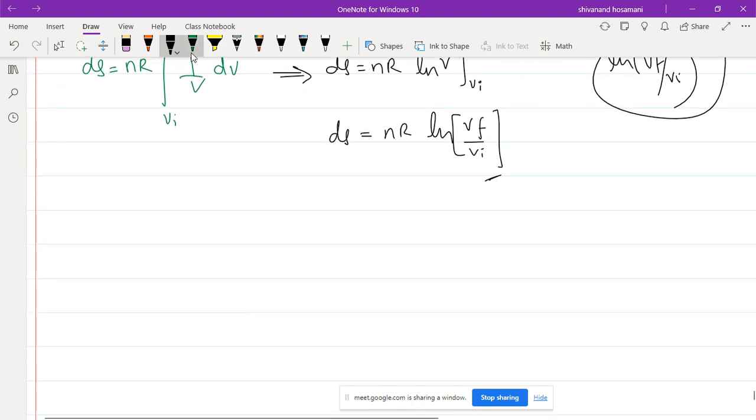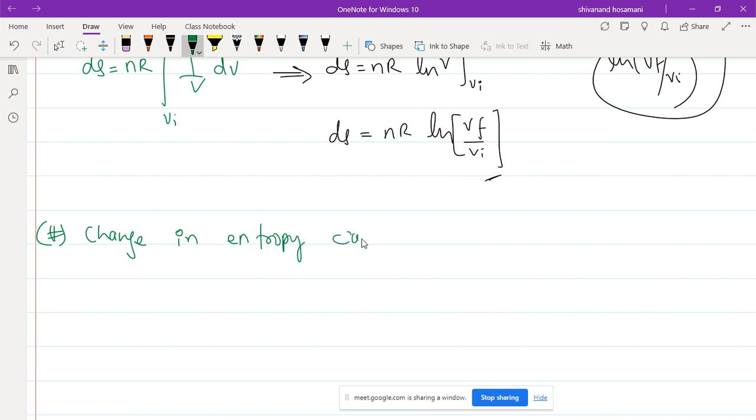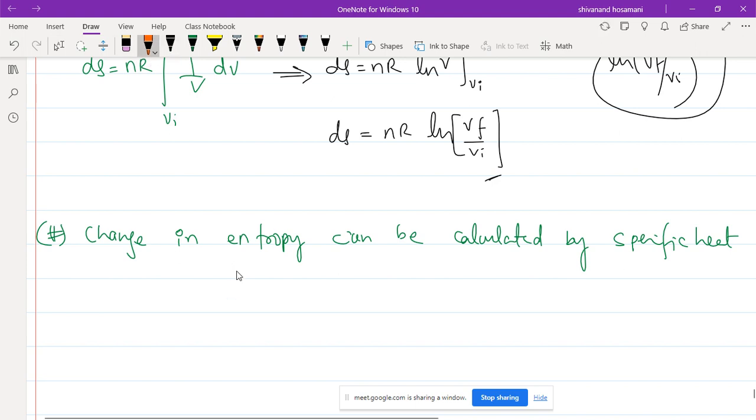The same change in entropy can be calculated if they have given the specific heat. So the change in entropy can be calculated by using specific heat also. The change in heat is equal to dQ. The same dQ can be expressed as dQ equal to m c dT.